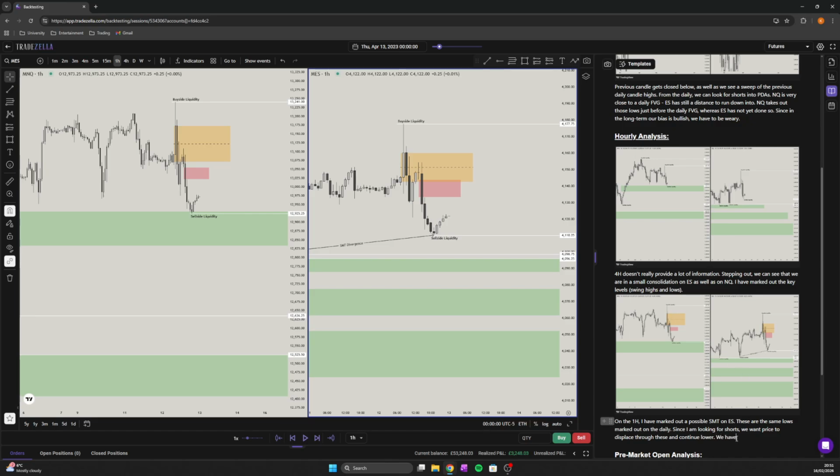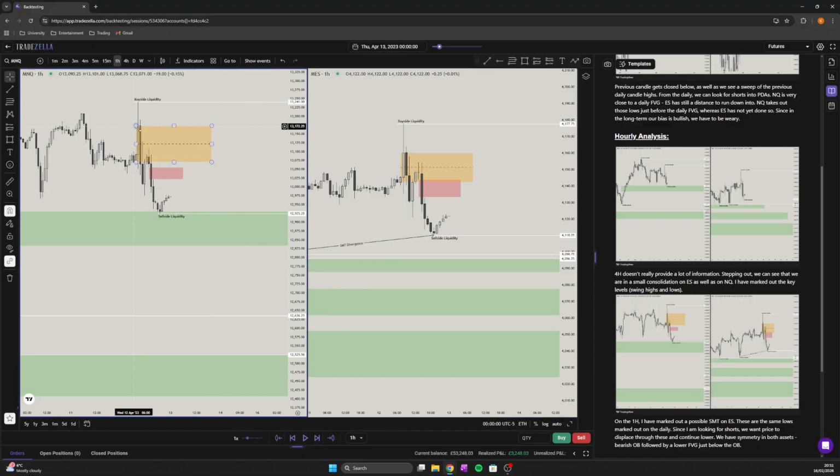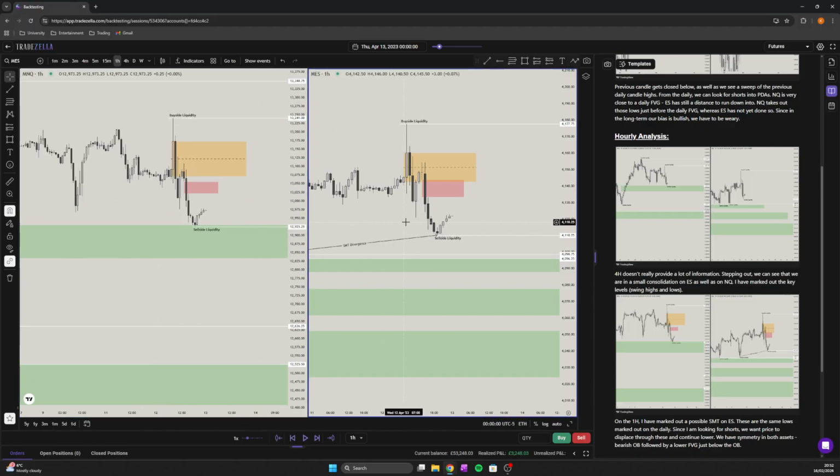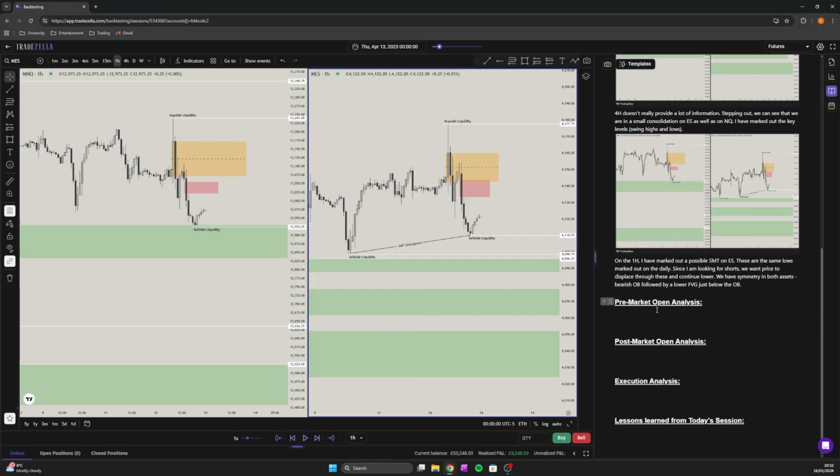We have symmetry really in both assets. Bearish order block followed by a lower fair value gap just below the order block, right? That's a bit confusing to read, but you can see in the picture we have the order block, and then just below we have the fair value gap, right? So price comes back into the order block, travels lower. We might see a retracement into the fair value gap before continuing lower again, right?